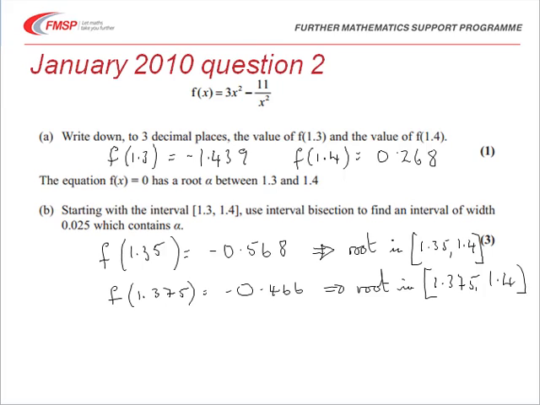The marking for those two parts of the question, well, this was simply a B1 mark, so no method required in part A of the question, just B1 for getting those two values correct. There was then a method mark and an A mark for the first use of the interval bisection, and then finally another A mark there to give the 3 marks for that part of the question.